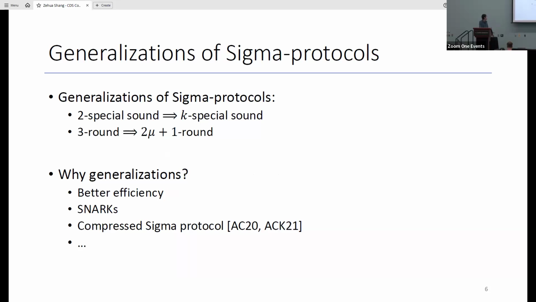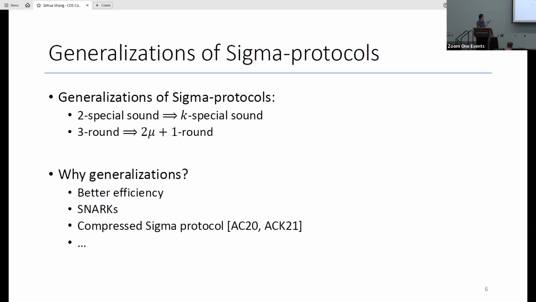And talk about the generalization of the Sigma protocols. So basically, we have two directions. The first direction is to generalize the special soundness from 2-special sound to k-special sound. And another direction is that we increase the number of rounds. So why do we use such generalizations? A very important reason is that such generalized protocols may have better efficiency. For example, many SNARKs have a multi-round (k1, ..., kμ) special soundness shape.